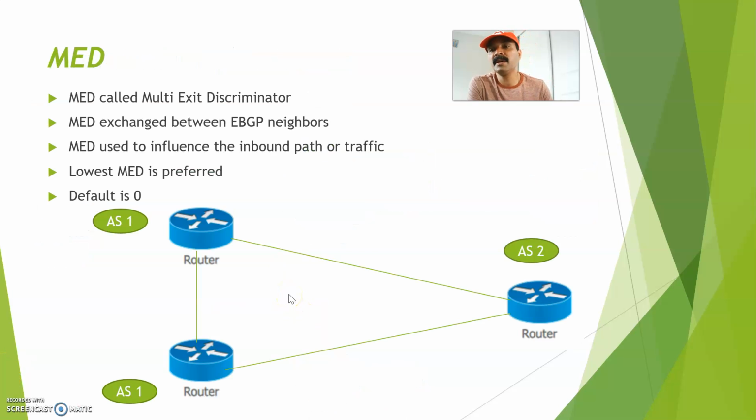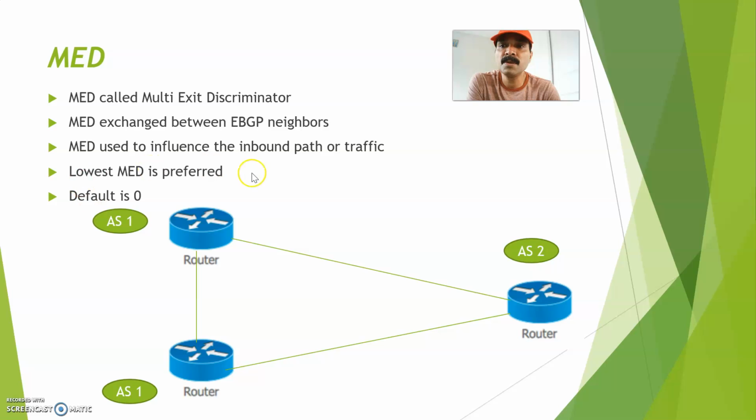So what is MED? MED is the multi-exit discriminator, where MED is always exchanged between different autonomous systems or different EBGP neighbors. And MED is used to influence the inbound path into an AS. So that is the difference between local preference and MED. Local preference is used to influence the outbound path or the outbound traffic from an AS, but MED is used to influence the inbound path into an AS. So that is the difference.